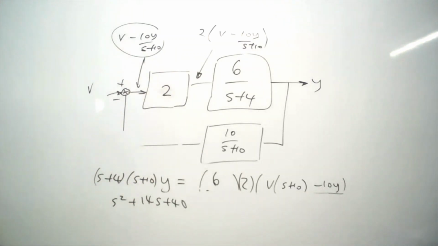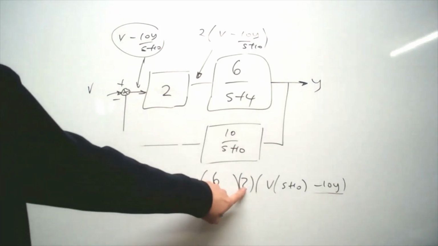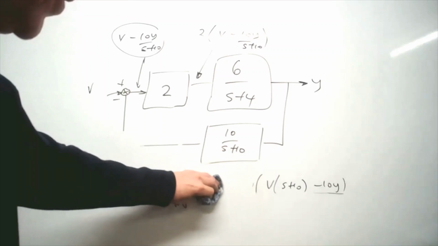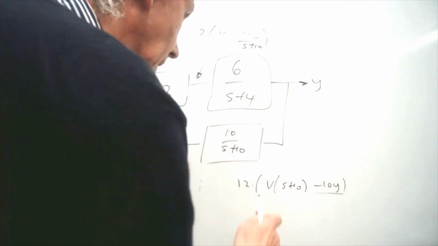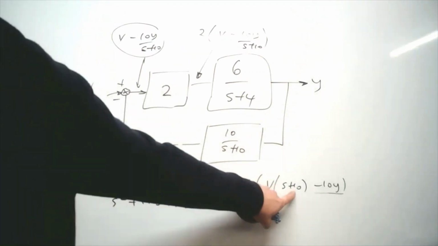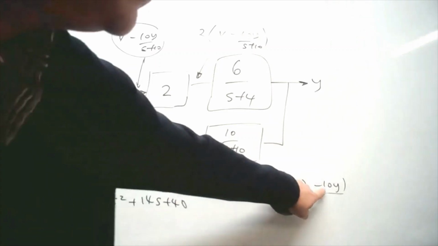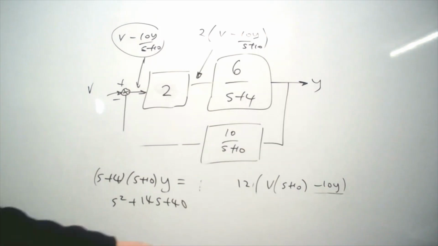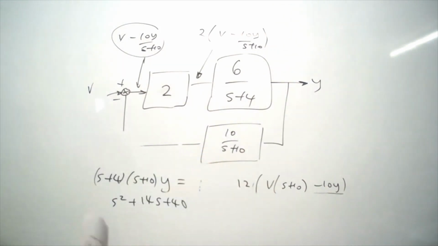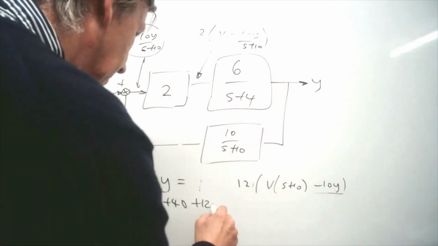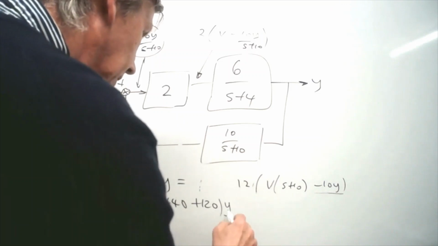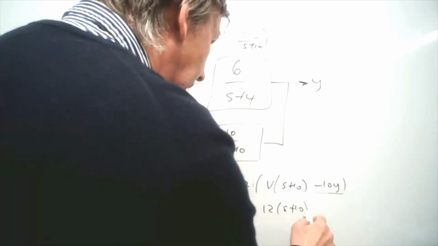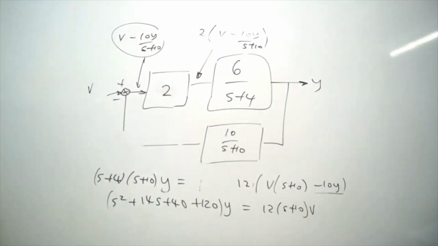Now on this side we've got 6 times 2, so we could rewrite that as 12, couldn't we? 12. And then I've got 12 times s plus 10, but I've also got 12 times minus 10y. So it's going to be 120y, isn't it? But it's minus on this side, plus on this side. So it's going to be plus 120 times y equals 12 s plus 10 times v.